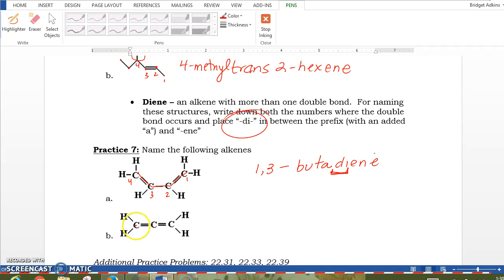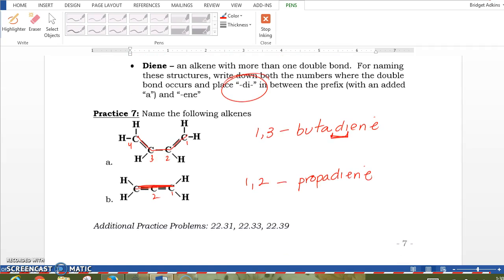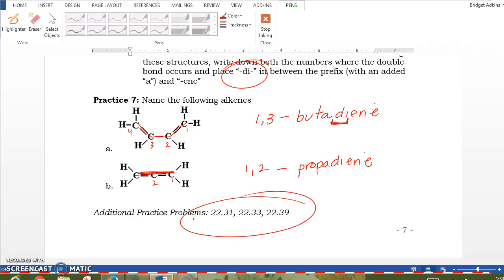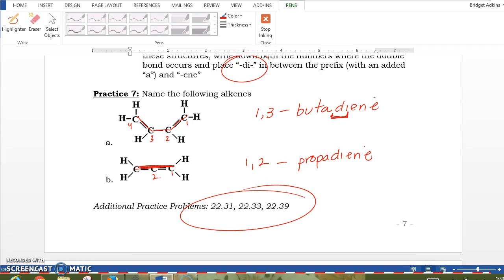All right, and then here we've got a 3 carbon. So if it just had 1 double bond, it would be propene, but because we have 2 double bonds, we're going to say propadiene, and it's occurring at the first and the second carbon. So it would be 1,2-propadiene. So I hope that was helpful. Here's your practice, and then tomorrow we'll go over those answers and see how they went.